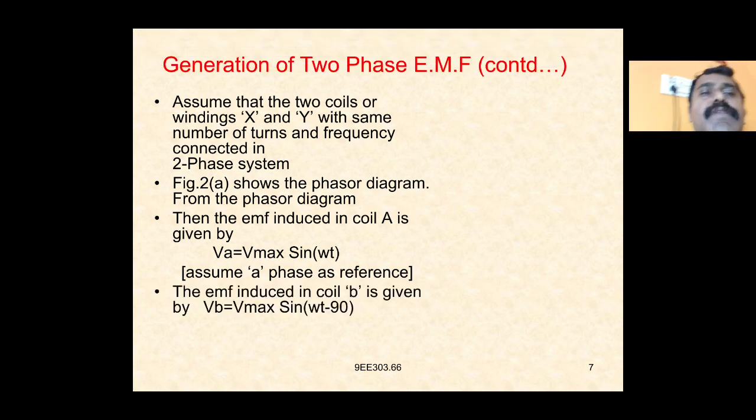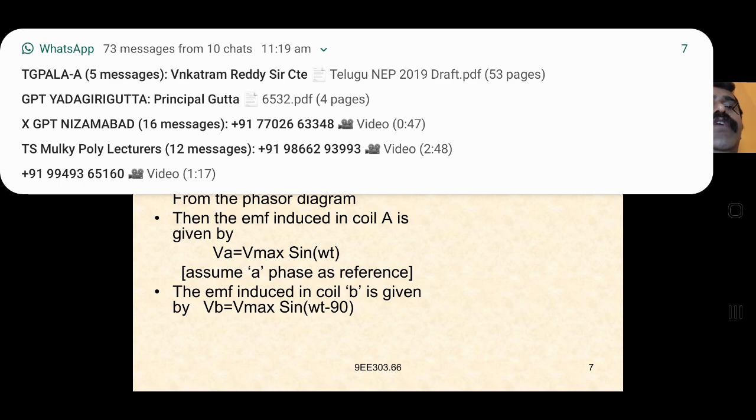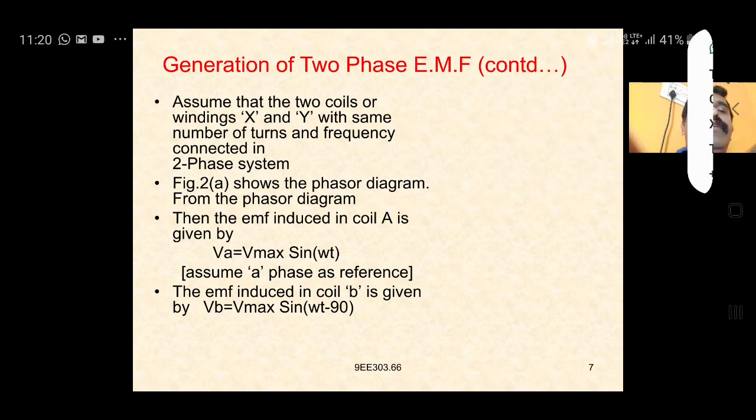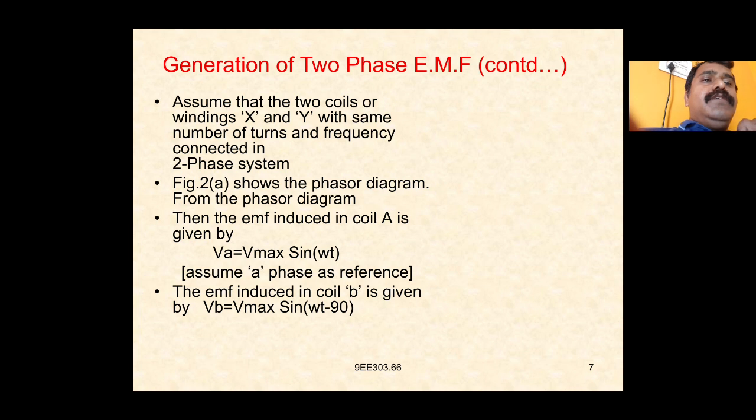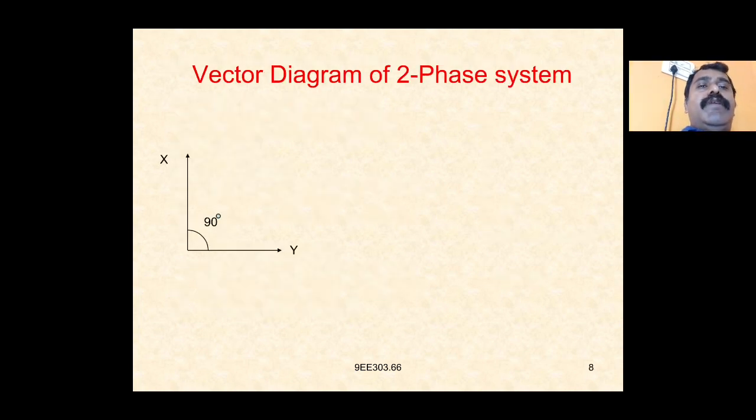The EMF induced in coil B is given by VB equals Vmax sin omega t minus 90 degrees. When the coil advances in any one direction, either clockwise or anti-clockwise, the EMF is induced. The rotor cuts the stationary conductors, thereby inducing the EMF according to Faraday's laws of electromagnetic induction. So the EMF induced in coil B is VB equals Vmax sin omega t minus 90 degrees, given for X and Y. The vector diagram can be given by X and Y. The displacement between the two windings is 90 degrees.